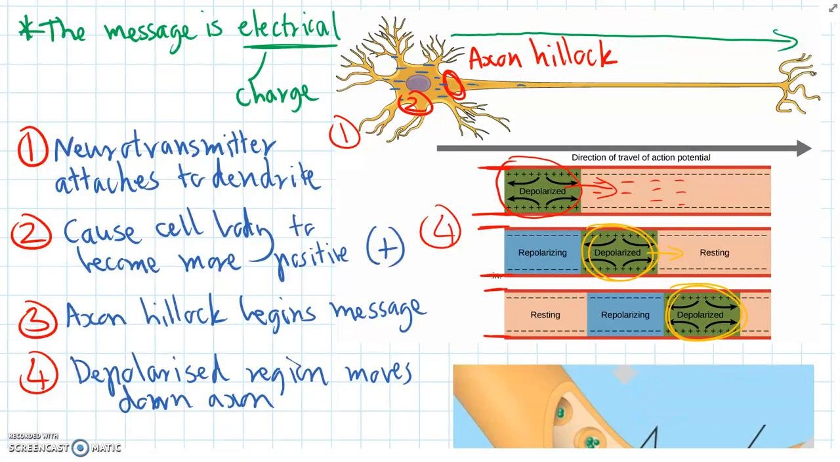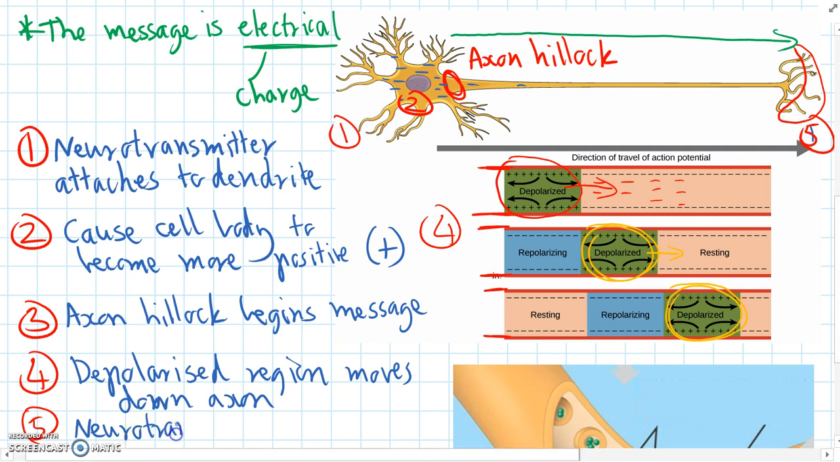Once it reaches the very end of the axon, which is called the axon terminal, then neurotransmitters are released from the very end, and they move across the synapse to the next neuron, and that starts the whole process again. So neurotransmitters are released up here at step 5.